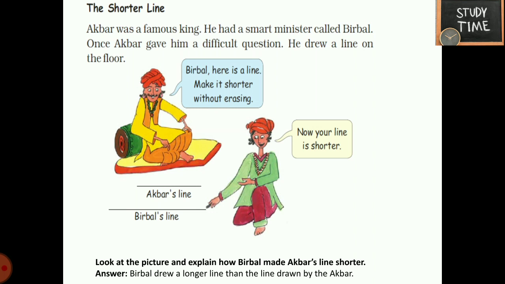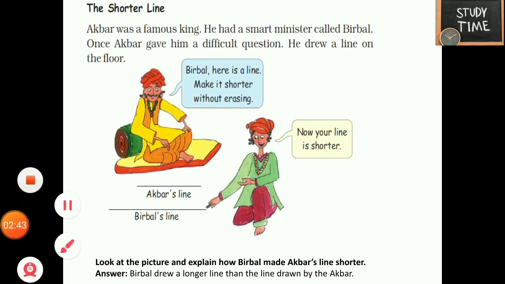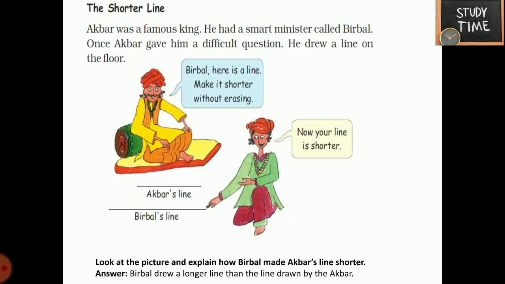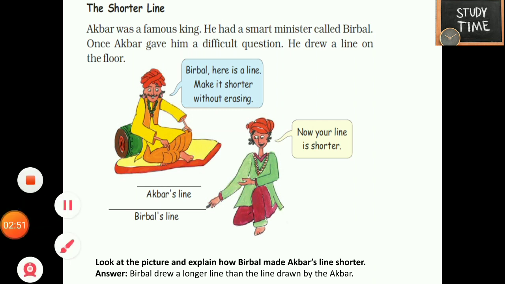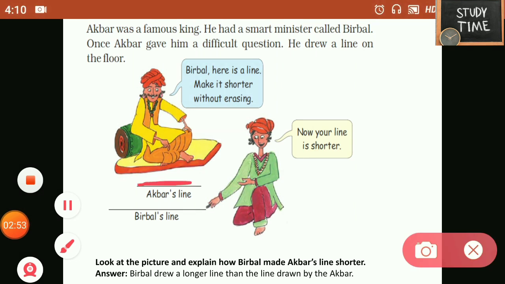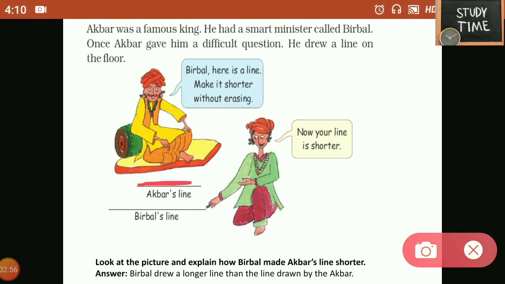The shorter line. Akbar was a famous king. He had a minister called Birbal who was very smart. Once Akbar gave him a difficult question. He drew a line and asked Birbal to make it shorter. Look at the picture and explain how Birbal made Akbar's line shorter. What Birbal did is, he drew a longer line to make Akbar's line shorter.